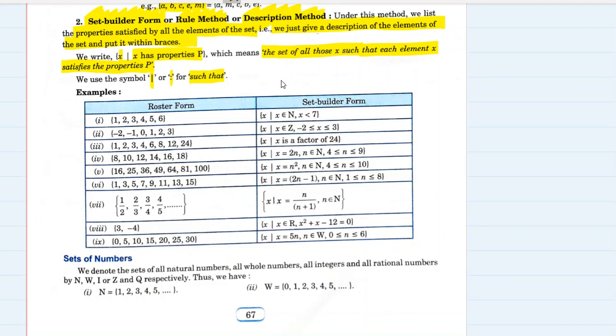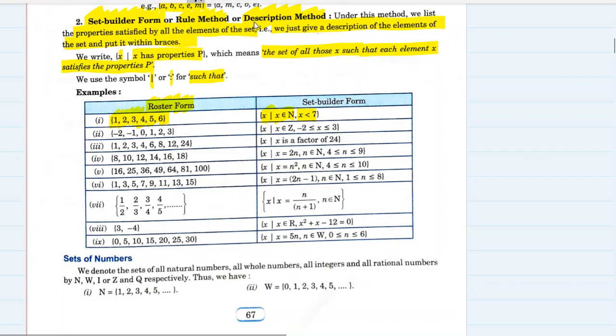Let's look at some examples of set builder form. In roster form, if you have in curly brackets 1, 2, 3, 4, 5, 6, we can write that in set builder form as: set A is the set of all elements x such that x belongs to N, that is, x is a natural number, and x is smaller than 7.